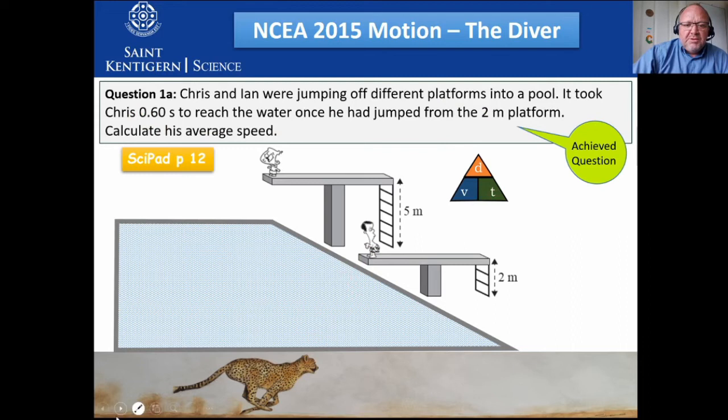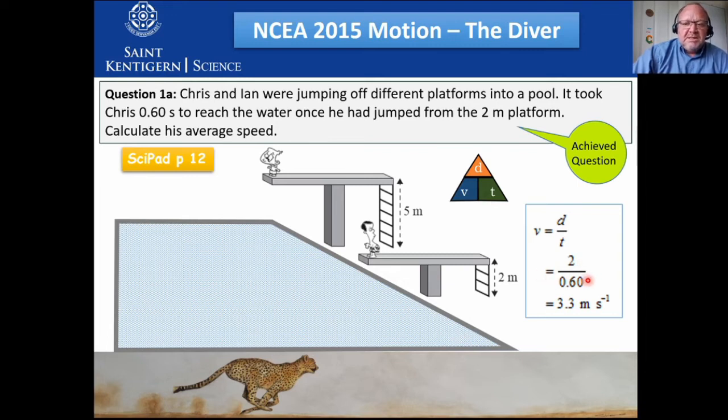Always remember to show your working, guys. Show your steps. If you don't show your steps, the examiner doesn't know where you're coming from, and consequently it's easier for you to lose your marks. So velocity is distance over time, so you take the distance, which was 2 meters, you should have written meter there, divided by 0.6 seconds, and then a meter over a second becomes meters per second. That was 3.3.